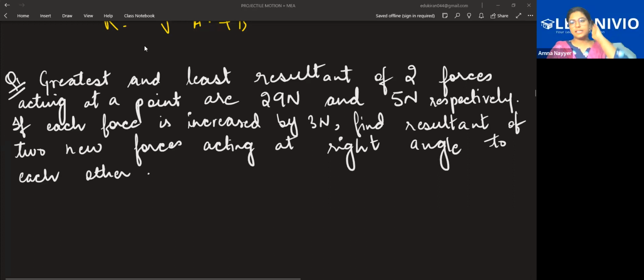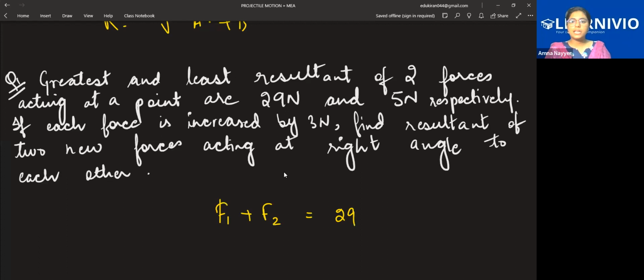Okay, class, this says that greatest and least resultant of two forces acting at a point are 29 Newton and 5 Newton respectively. If each force is increased by 3 Newton, find the resultant of the two new forces acting at right angle to each other. See, greatest means when both the forces are added, F1 plus F2, then this becomes 29. Least means when they are subtracted, F1 minus F2, then we write it as 5.